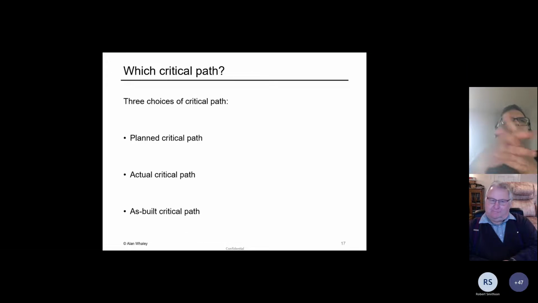But as I said, the problem is there's actually three different types of critical path that we might want to use, and this is something that some people sometimes overlook. So it's useful just to quickly understand what these critical paths are, and why they might be useful or not useful, depending on the case.